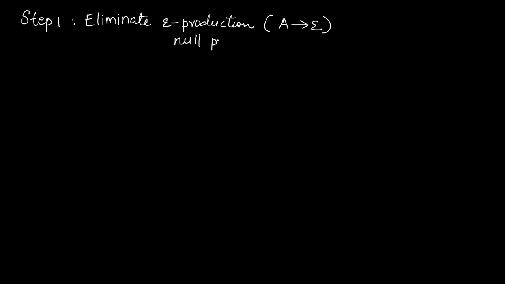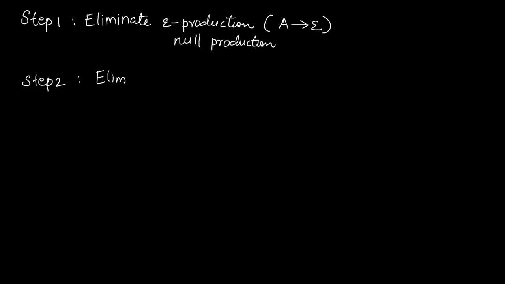Step one is to eliminate or remove epsilon productions. And what does epsilon production mean? Any production of the form A gives epsilon. Any production in which the right hand side has epsilon is an epsilon production, or we call it a null production. So this is the first step. If you want to simplify a grammar, first you have to eliminate the null productions.